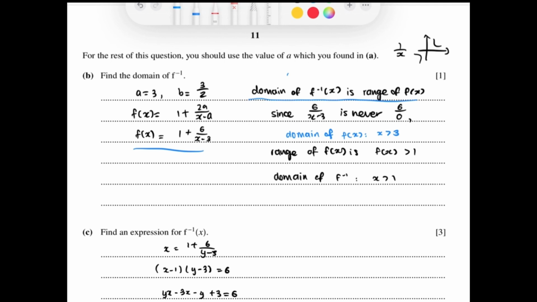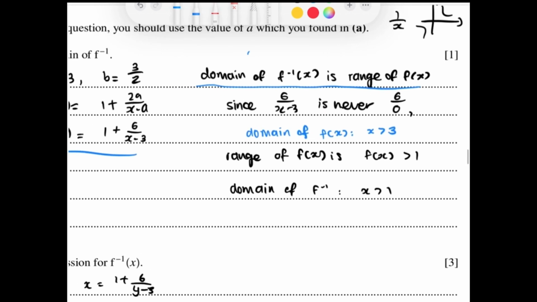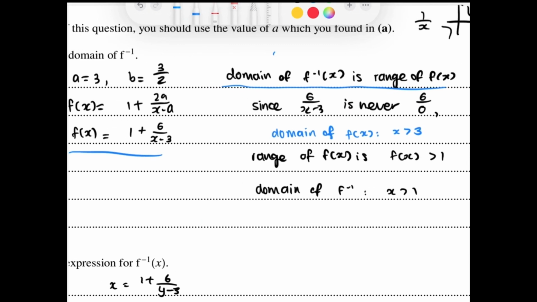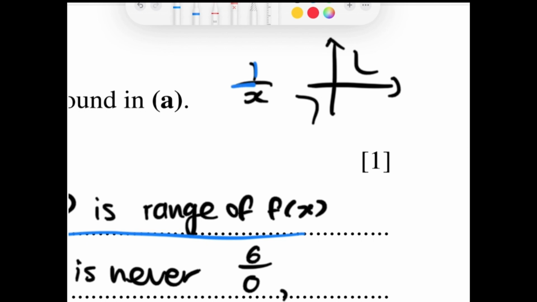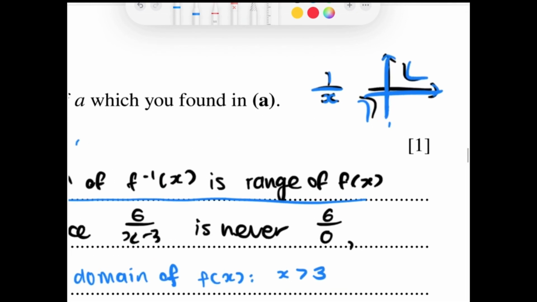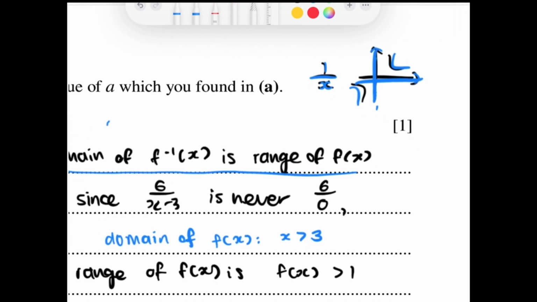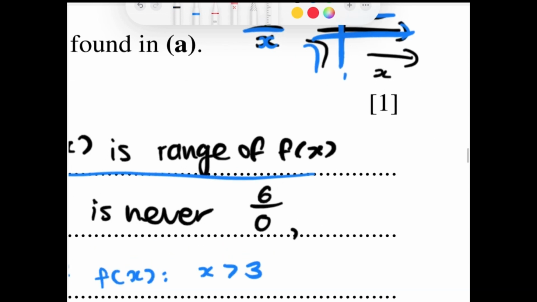So I found the equation of f(x) without the a variable. I just subbed in a equals 3 to make life easier for me, and I get 1 plus 6 over x minus 3. So the 1 over x equation looks like this. This is the graph, okay? So it never touches 0, okay? And you know that your x can go all the way positive and your x can go all the way negative.